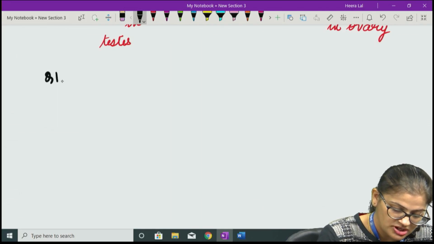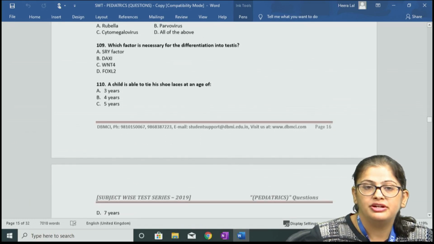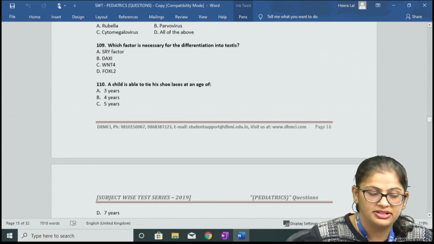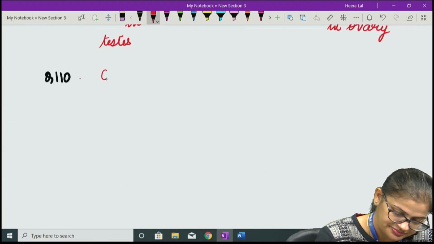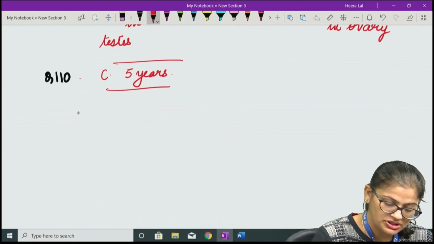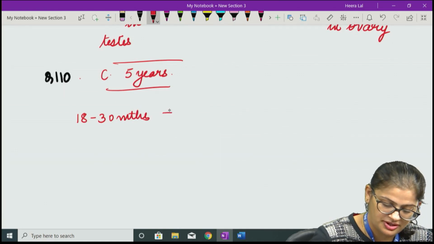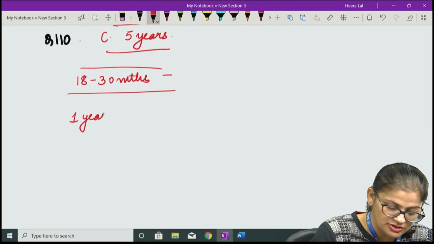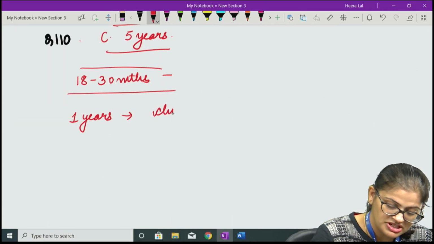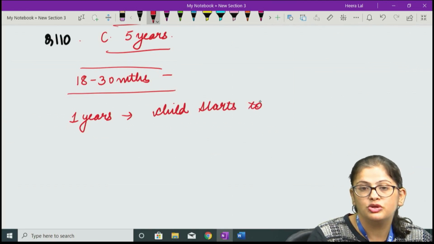Next we come on to question number 110. Question number 110 was, the child is able to tie his shoelaces at the age of, and the correct answer is option C, that is 5 years. So you should know that between 18 to 30 months, the child is very eager to learn dressing and undressing. At around 1 year, the child will start pulling his socks and mittens. And undressing is learned before dressing.